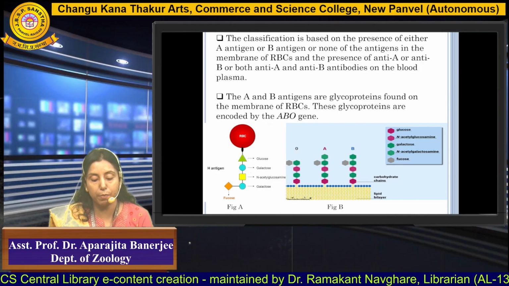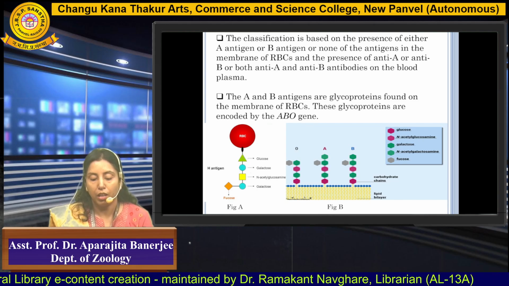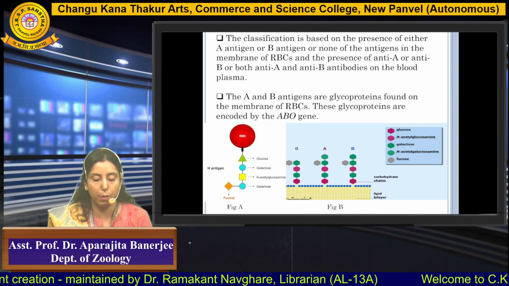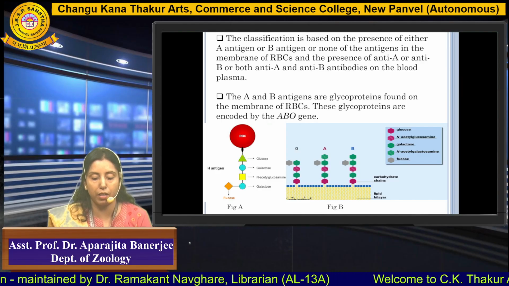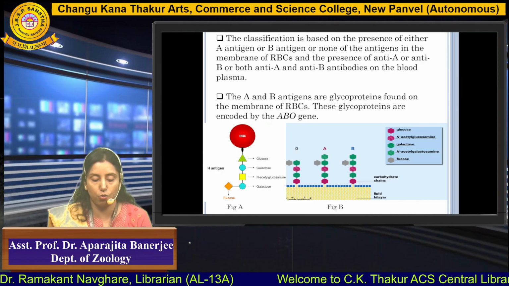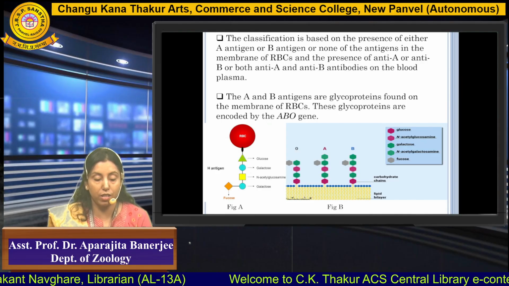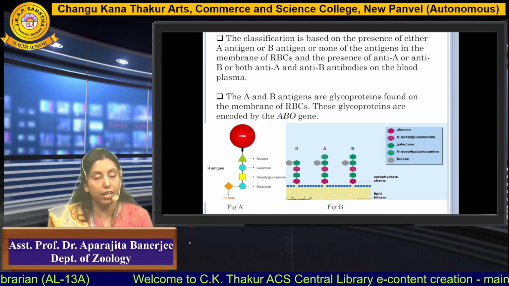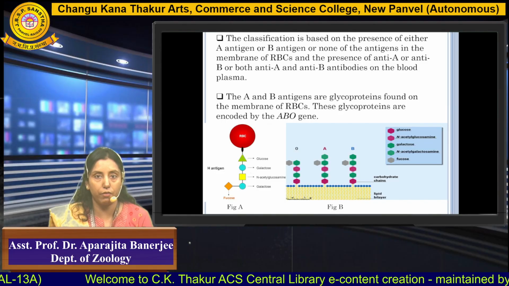Now to understand this better, let us refer to figure B. In figure B, a hypothetical situation is shown. You can see that a plasma membrane, this is the RBC's plasma membrane, has been shown. Now if we look at the first figure, that is where O is shown, we can see the H antigen which was depicted in the earlier diagram is there. So when H antigen is present, the person will have blood group O.